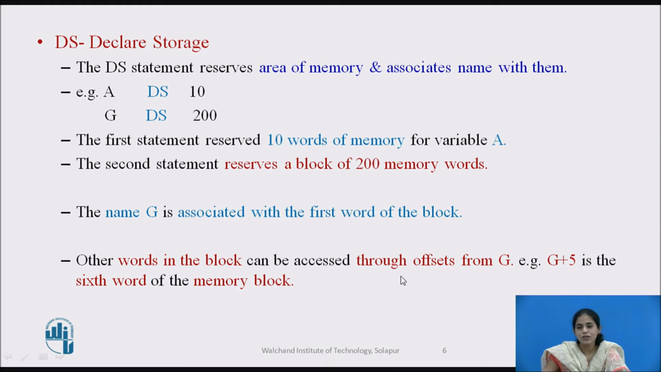So suppose you want to access the sixth word of the memory block, we can access it through the offset from G. How do we specify it? G plus 5. When you specify G plus 5, we can access the sixth word of the memory block.